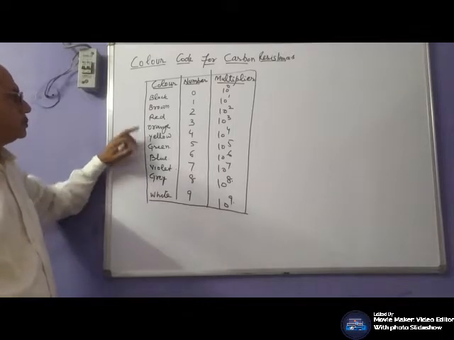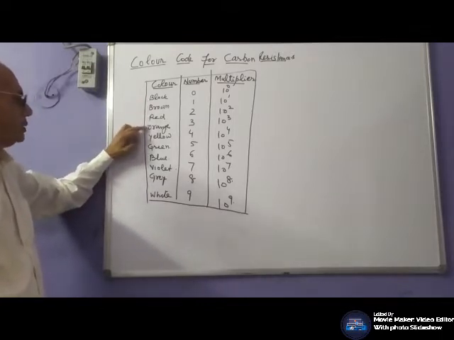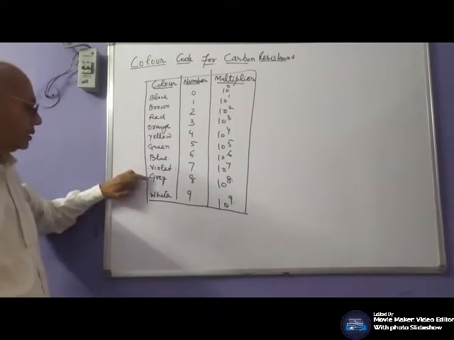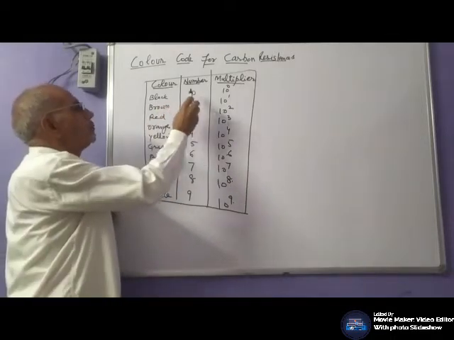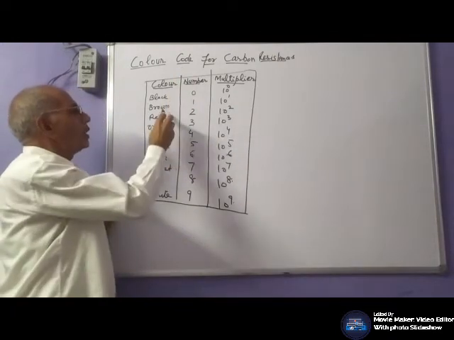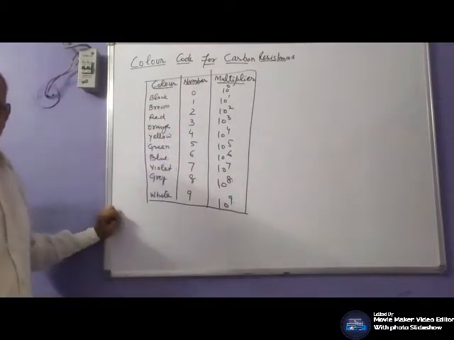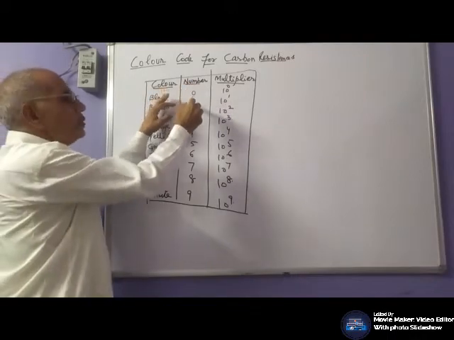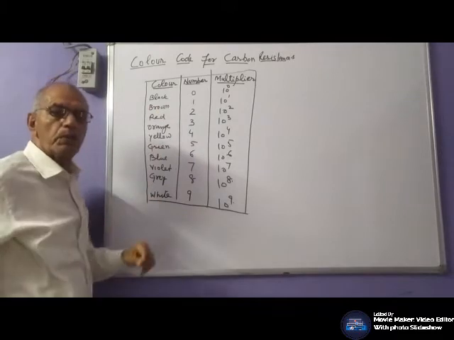Colors: black, brown, red, orange, yellow, green, blue, violet, grey, white. Means for black the number is 0, the multiplier is 10 raised to power 0. For brown the number is 1, the multiplier is 10 power 1. So they are remembered easily.